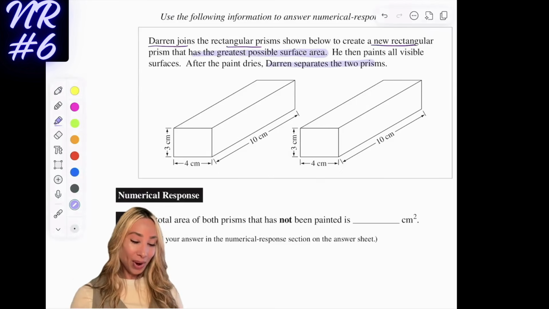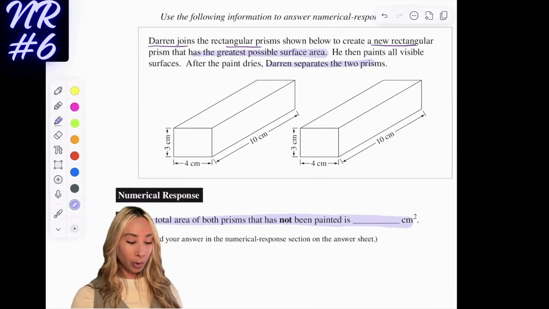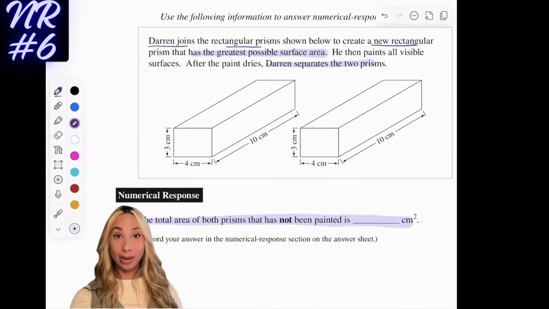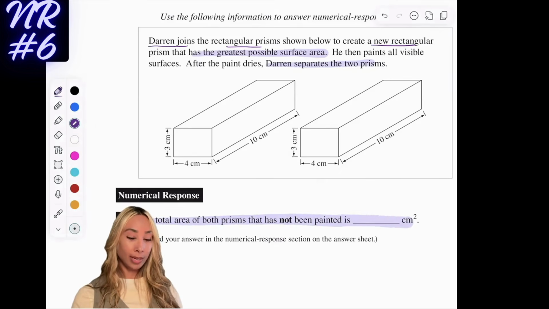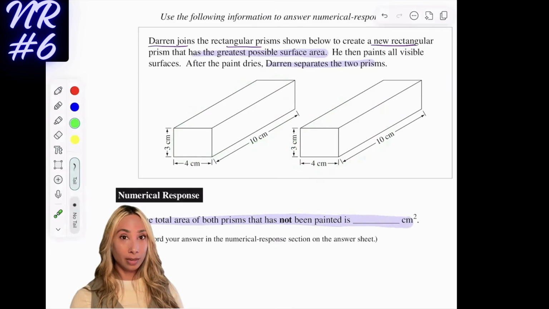So we want to know the total area of both prisms that are not painted. Okay, so really important, of course, to read that carefully, annotate it if you can on the exam. Then let's think about what's happening. I have two rectangular prisms and I'm going to combine them together, and it just wants to know the area that's not painted, meaning the two areas that were together when they were joined.